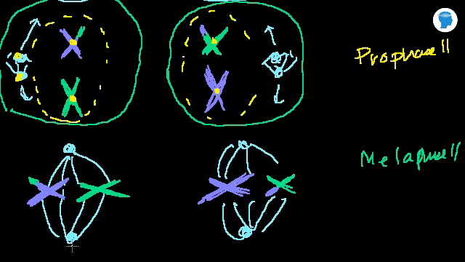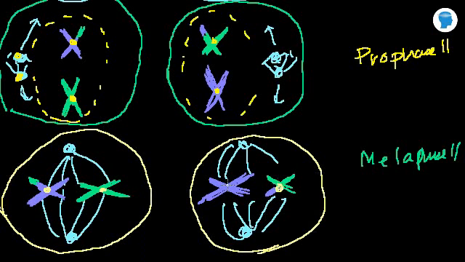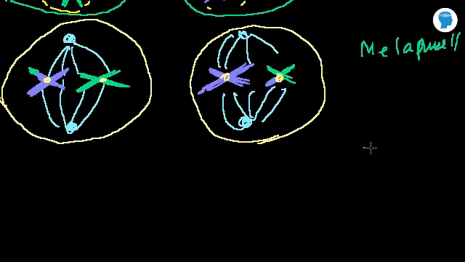Some of these spindle fibers have been attached to the centromeres, or the kinetochores that are on the centromeres that connect these two chromatids, these sister chromatids. And of course, we don't have a nuclear membrane anymore. And these are, of course, two separate cells. And then you can guess what happens in Anaphase II. It's just like anaphase in mitosis.